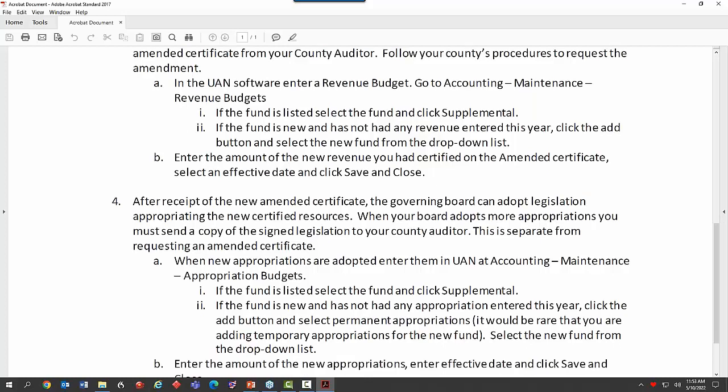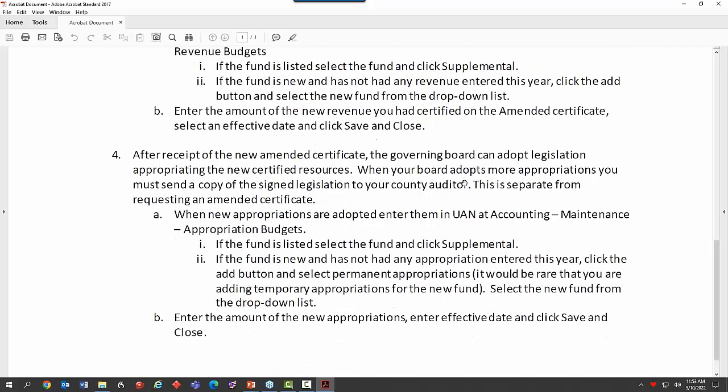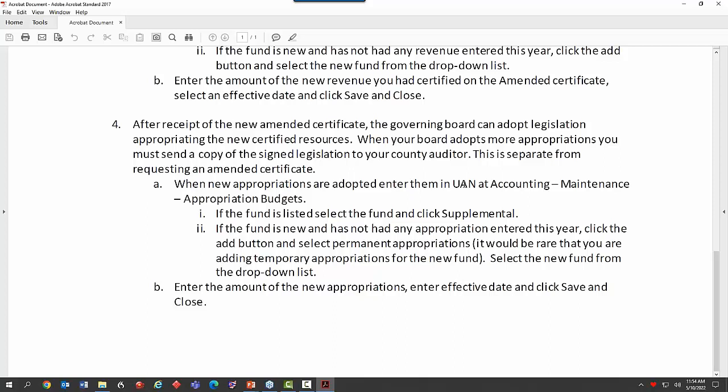And then you're going to put in a revenue budget, right? A supplemental revenue budget for that new money. So it has to be incorporated into that first component of your operating budget. I am increasing the amount the board can appropriate by requesting an amended certificate. And then, of course, once you get that amended certificate, the board at their next meeting can adopt appropriations for that, supplemental appropriations. And you enter those in UAN.